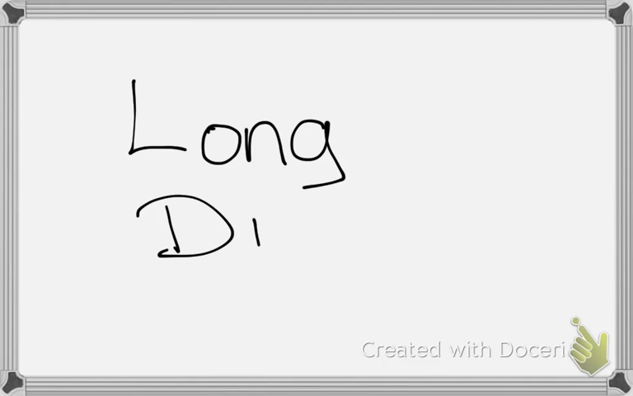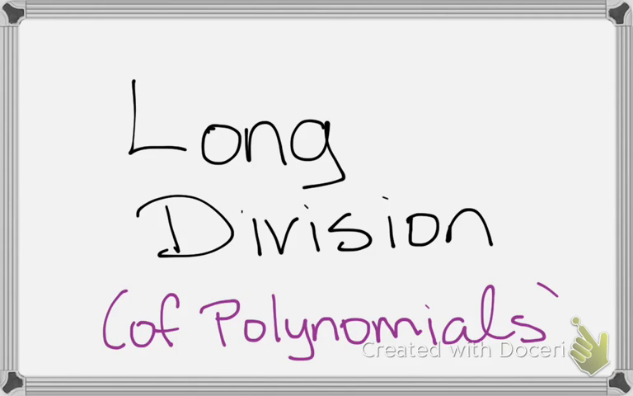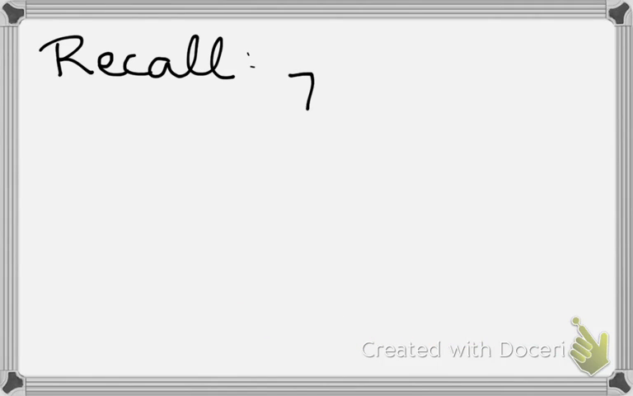So what we're going to talk about today is long division. Except now, as opposed to when we did it in grade school, we're going to talk about long division of polynomials. So remember, if we had to divide a big number, so 791 divided by 4.